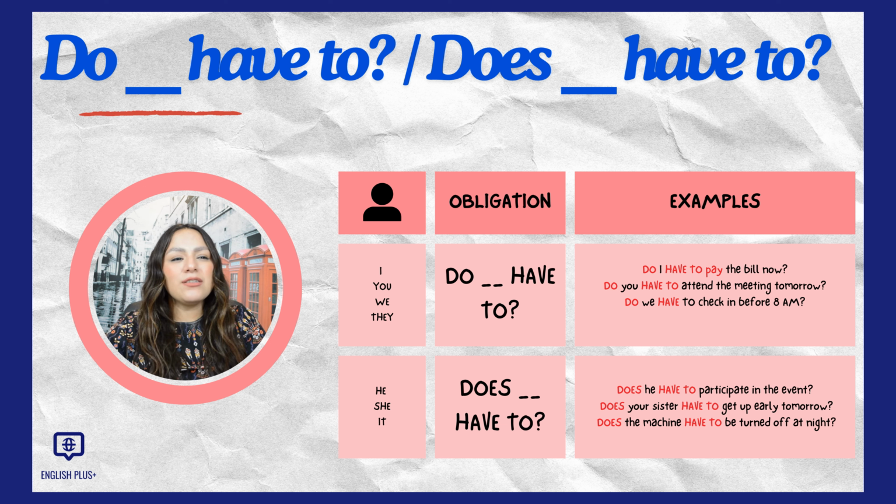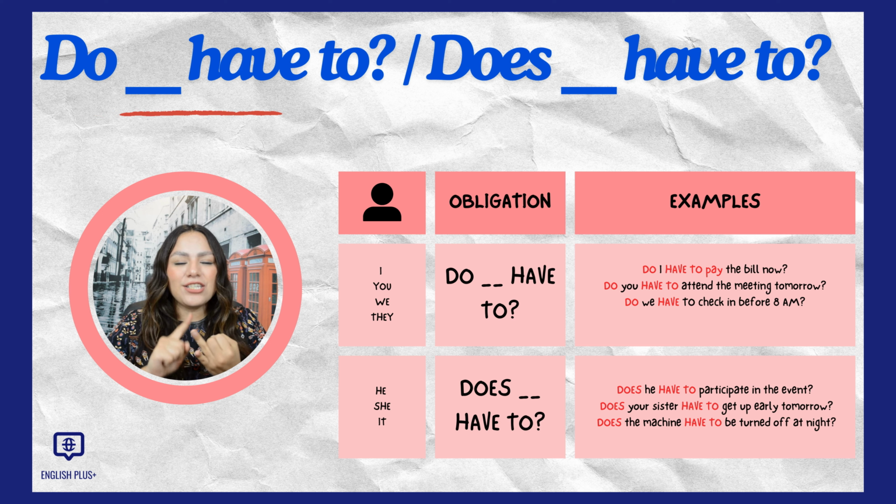Now, let's practice with the auxiliary does for the pronouns he, she, and it. Does he have to participate in the event? Does your sister have to get up early tomorrow? Can you see? It's very simple to structure questions about others' obligations.